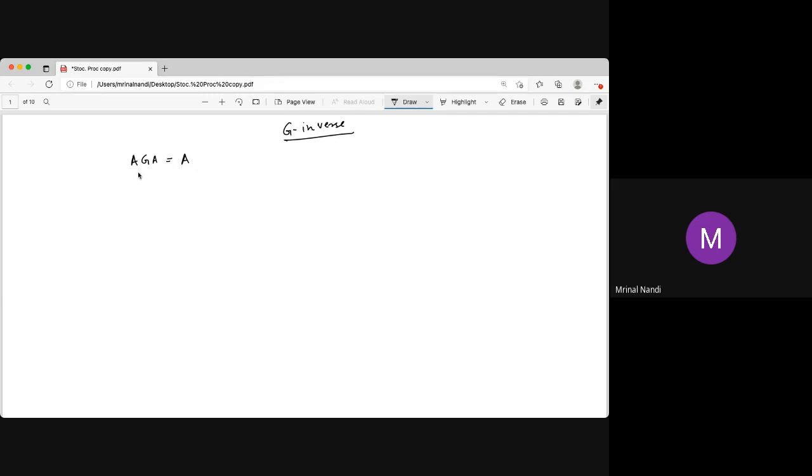And G is a reflexive G inverse if GAG is also G. That means if G is a reflexive G inverse of A, then A is the G inverse of G. It may so happen that A is a G inverse of G, but G is not a G inverse of A. But if G is a reflexive G inverse of A, then A is the reflexive G inverse of G.